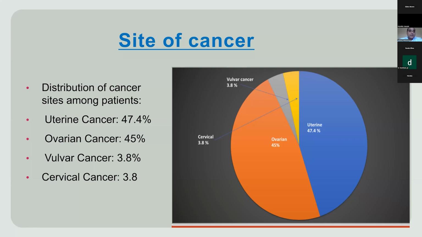So for the site of cancer distribution, uterine cancer made up about 47.4% of the cases, ovarian cancer 45%, vulval cancer 3.8%, and cervical cancer also the same.